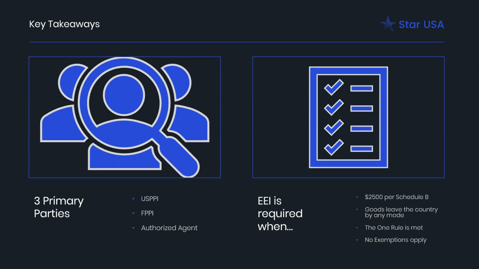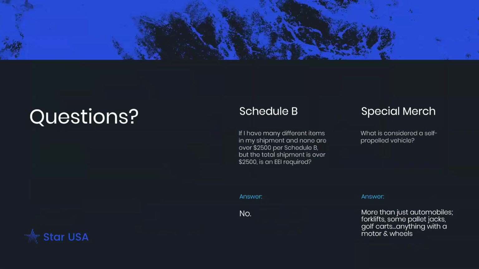EEI is required when you have $2,500 per Schedule B, goods leave the country by any mode, the 1 USPPI rule is met, and no exemptions apply. Before we hit the next section, we'll hit some questions. I commonly see questions on Schedule B. If I have many different items in my shipment and none are over $2,500 per Schedule B, but the total shipment is over $2,500, is an EEI required? The answer to that is no. The rule states that per Schedule B number, the shipment must be over $2,500. If you've got 5 items on there that are different Schedule Bs that are each below that $2,500 threshold, then you do not need to file an EEI.